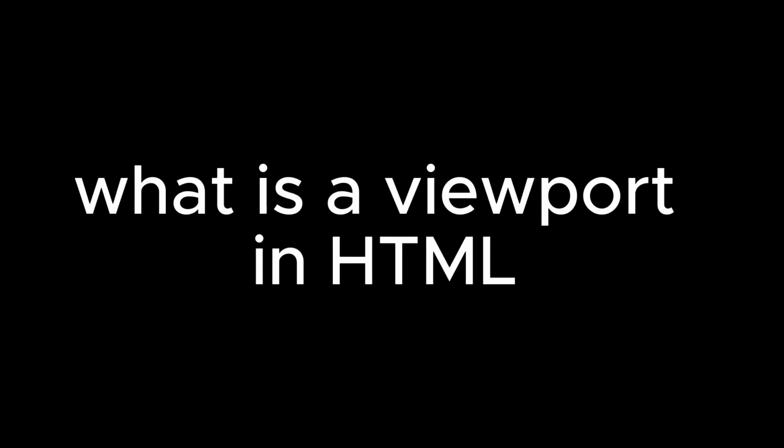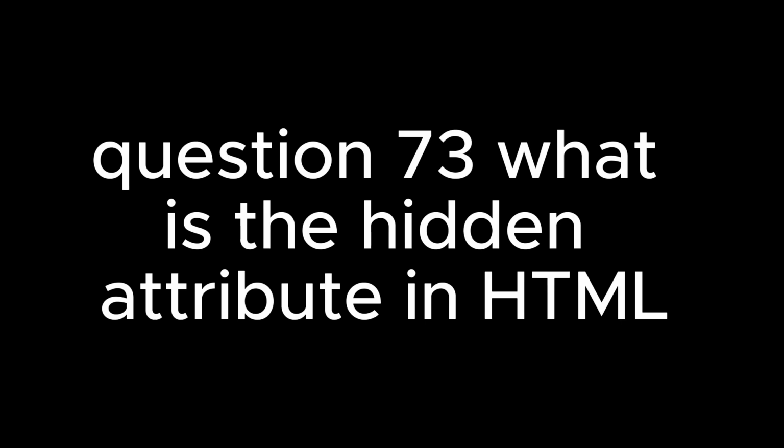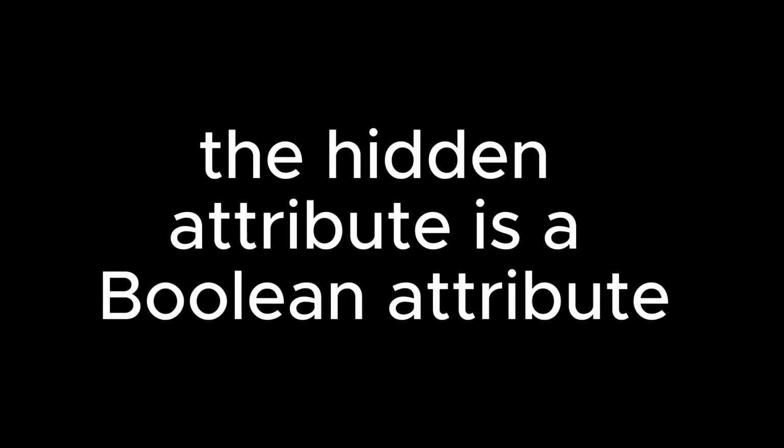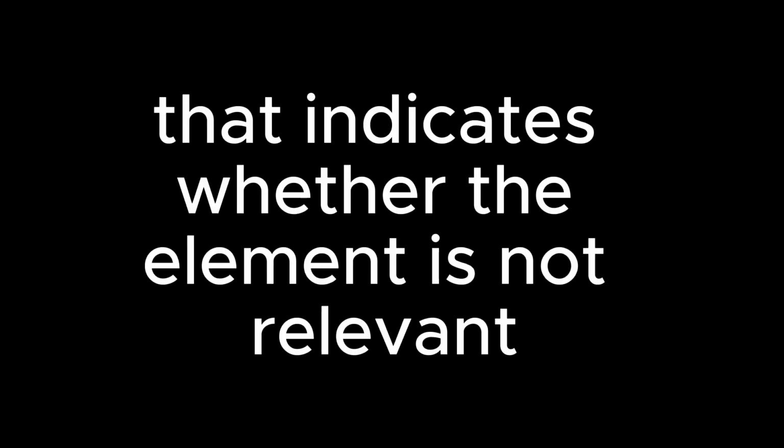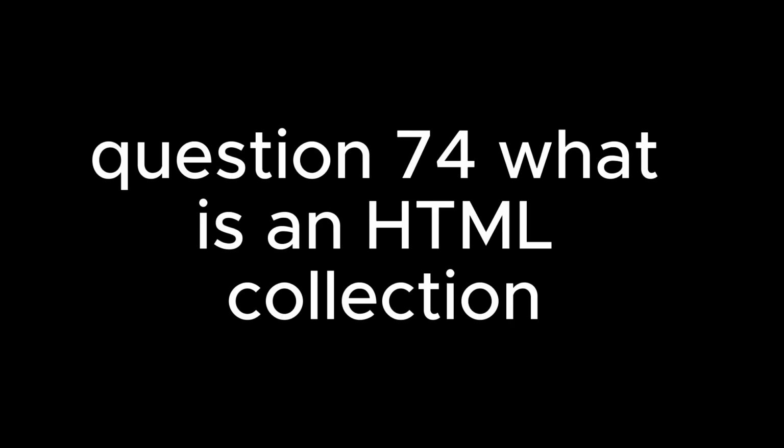Question 72. What is a viewport in HTML? Answer. Viewport is the user's visible area of a web page. It varies with the device, it will be smaller on a mobile phone than on a computer screen. Question 73. What is the hidden attribute in HTML? Answer. The hidden attribute is a Boolean attribute that indicates whether the element is not relevant or should be hidden from view. Question 74. What is an HTML collection?